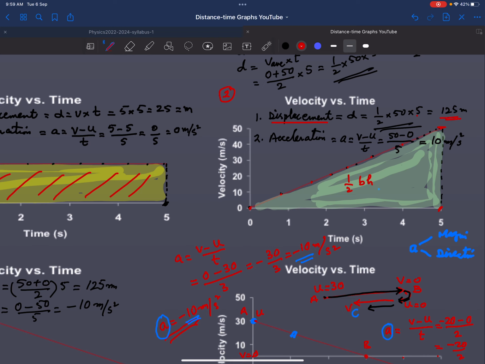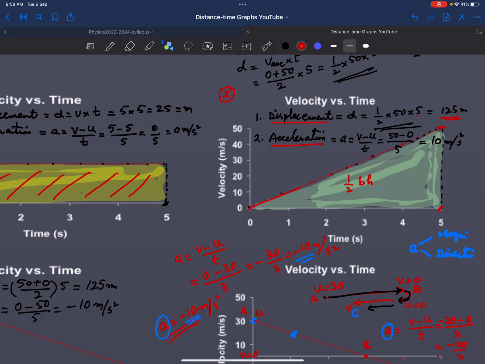So the distance covered in this graph is 125. On the other hand, if you want to find out the acceleration, then acceleration is very simple: v minus u divided by t. You have already discussed this formula.